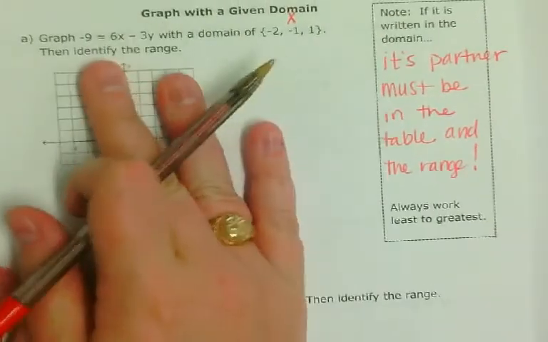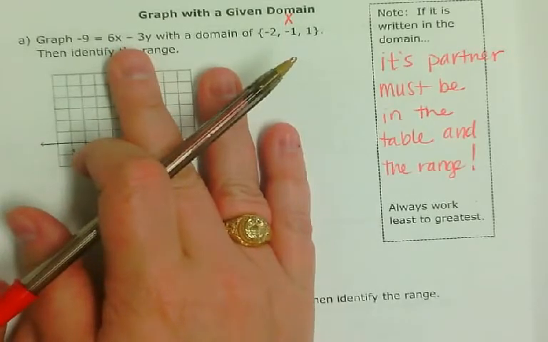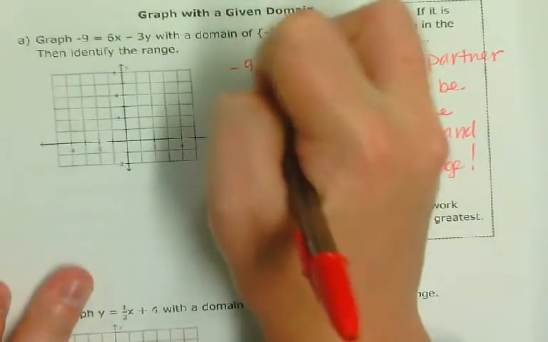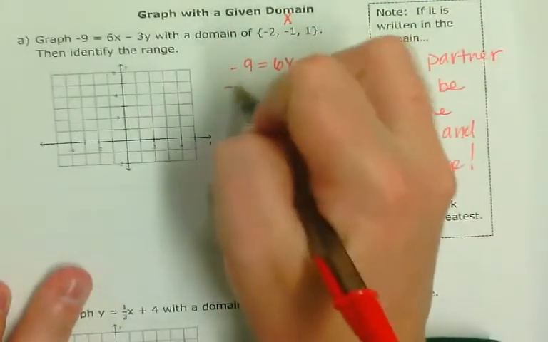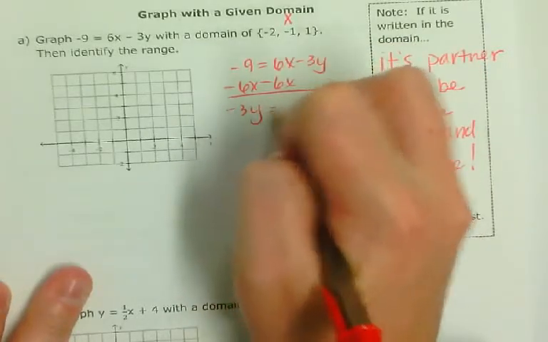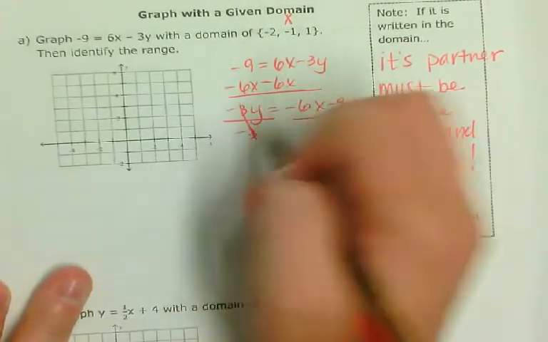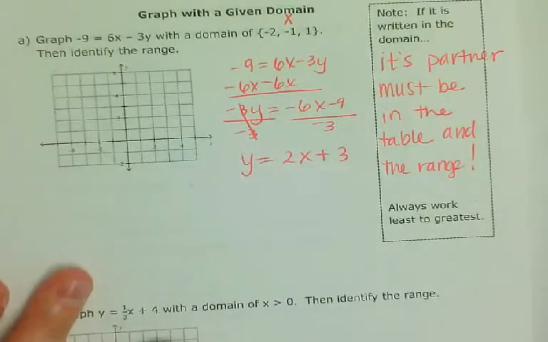So if I'm going to graph this equation right here, what would you guys think I should do with it first before I tried to graph it? Okay, so let's put it in slope-intercept form. So check yours to mine when you're done.